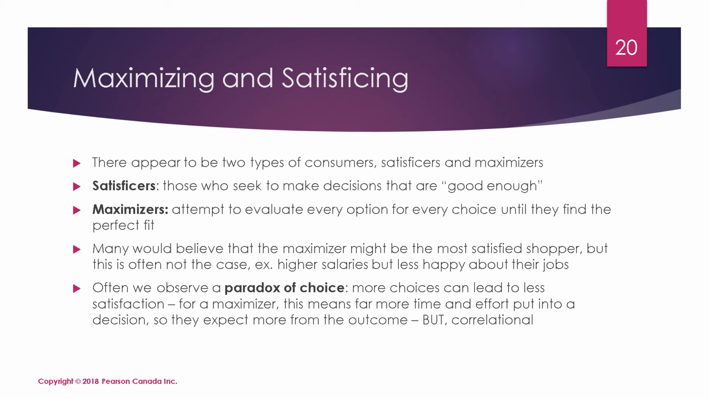One reason that this might occur, and that satisficers in general might be happier with their decisions than a maximizer would be, is due to something called the paradox of choice. It's been shown that more choices can actually lead to less satisfaction overall. If there are more choices, someone who's a maximizer has to put far more effort in because they have to compare more options, weigh the pros and cons, and do the research. Because they put more effort into making the decision, they then expect the results to be a lot better. They expect it to be the best it can be.